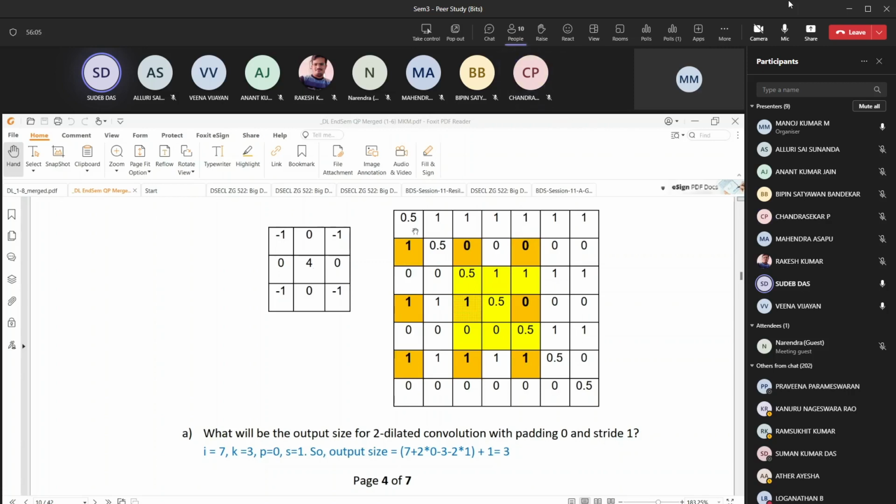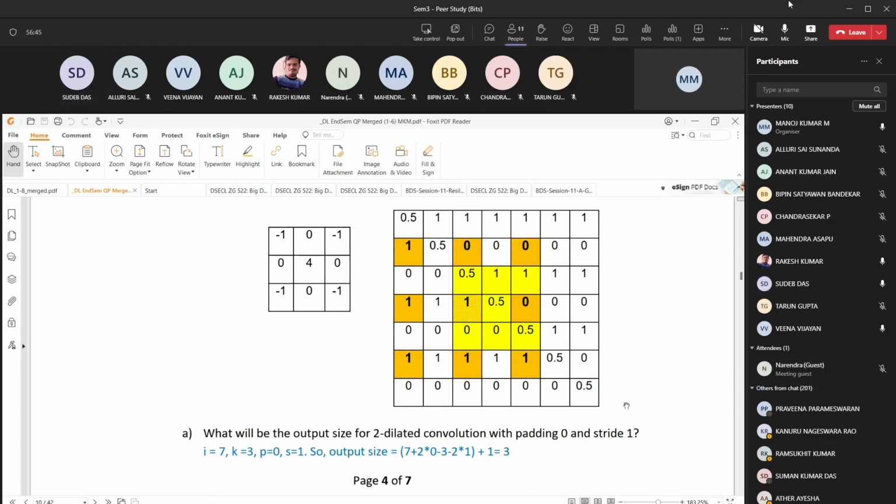Suppose I am applying this kernel on top of this input image. First 3 by 3 I have taken, up to this. After that, if it is 2 dilated, I will give a 2 column gap. Next I will start here, to here: the third, fourth, fifth I will take. After one gap it goes to the next, that is how 2 is happening. Like this, if it were stride 2 only, it would happen differently.